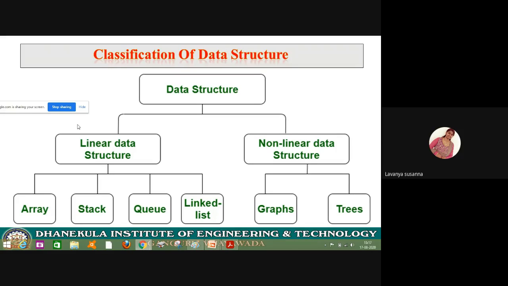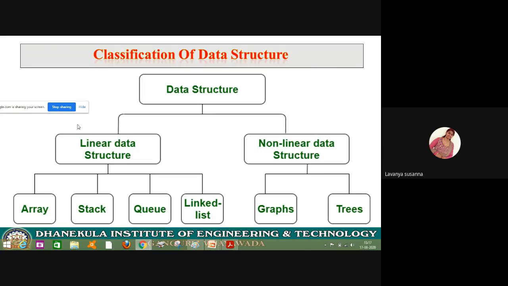Coming to non-linear data structure, here the data is arranged randomly. It will not occupy sequential order. Data is not arranged in sequential order. Data will be in random locations. It is called non-linear data structure.